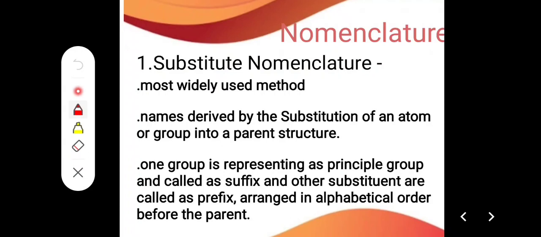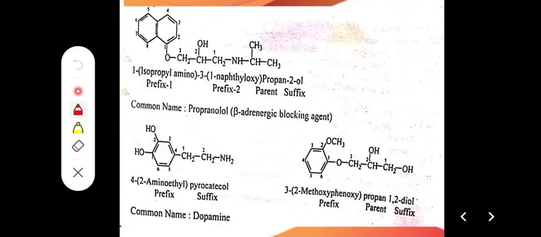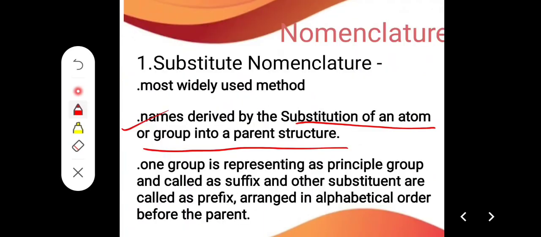First, substitutive nomenclature, the most widely used method. Substitutive nomenclature is the most widely used method, and names are derived by the substitution of an atom or group into a parent structure. It means the nature of the atom attached to the particular compound, or the parent structure the compound has, is considered as substitutive nomenclature. As for example, this common name propranolol, a beta adrenergic blocking agent, should be considered as substitutive nomenclature.